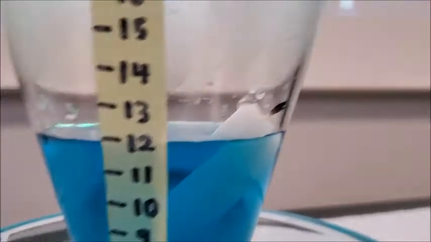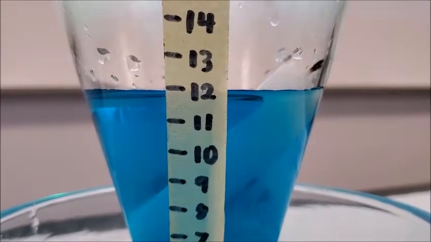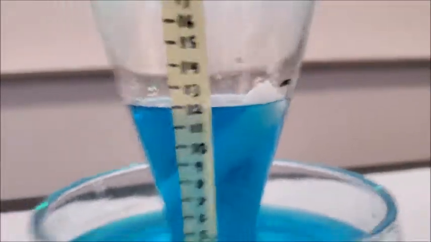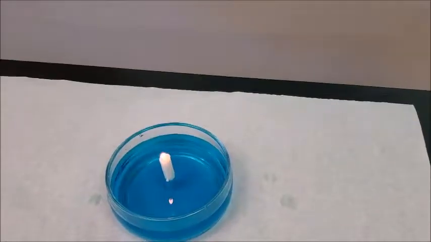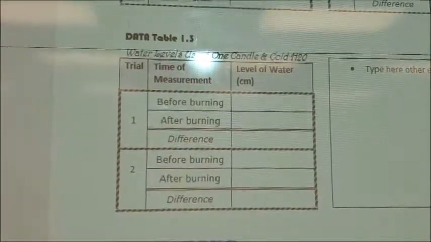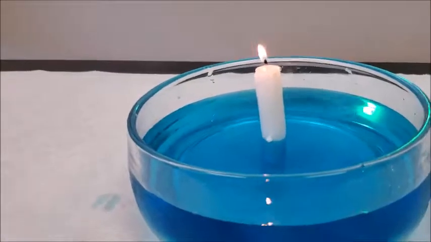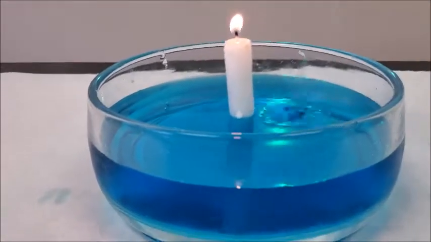There you go. So that's going to be your value for trial 1, afterburning. Let's reset it again and do the second trial. We now have our candle relit for trial 2 on data table 1.3 involving the cold water. So let's put the Erlenmeyer flask over it.